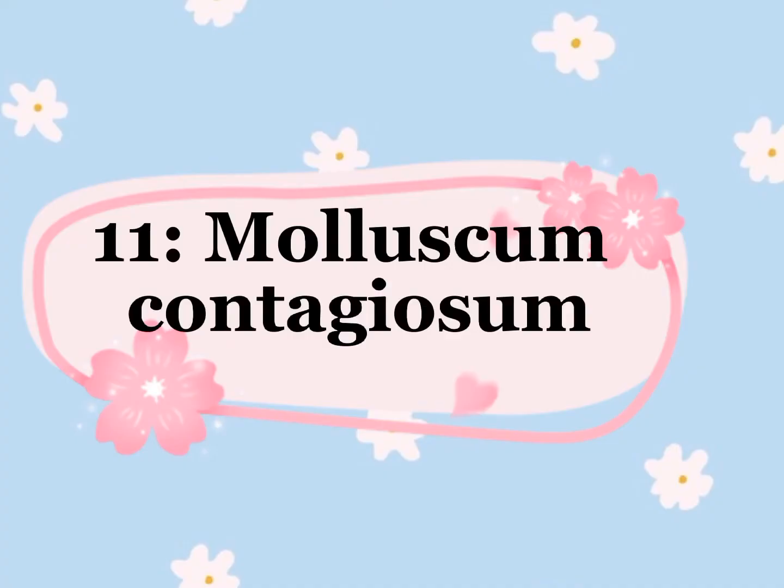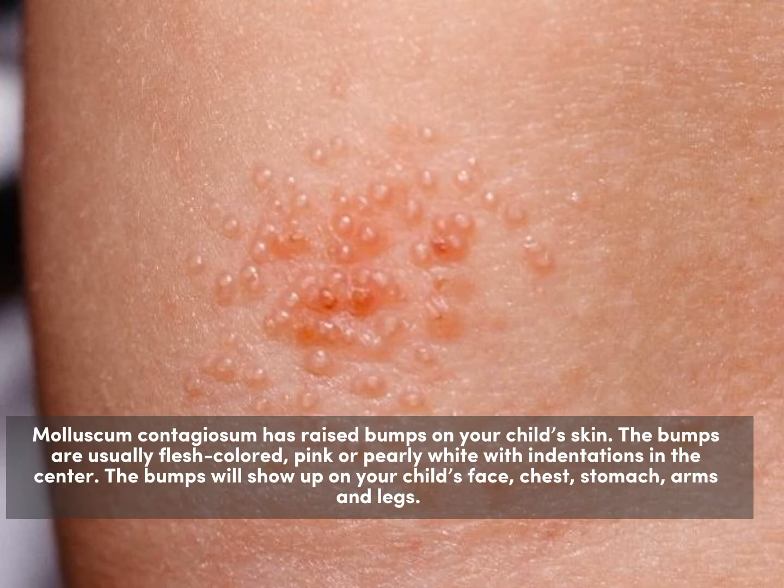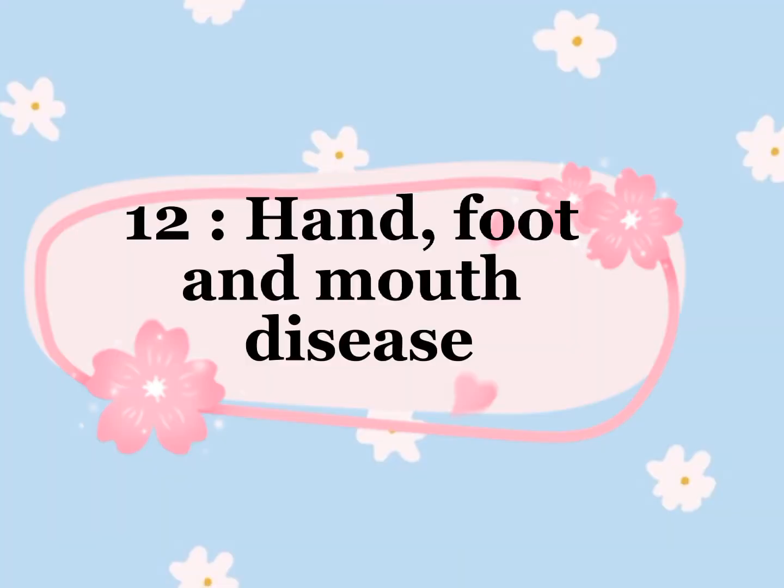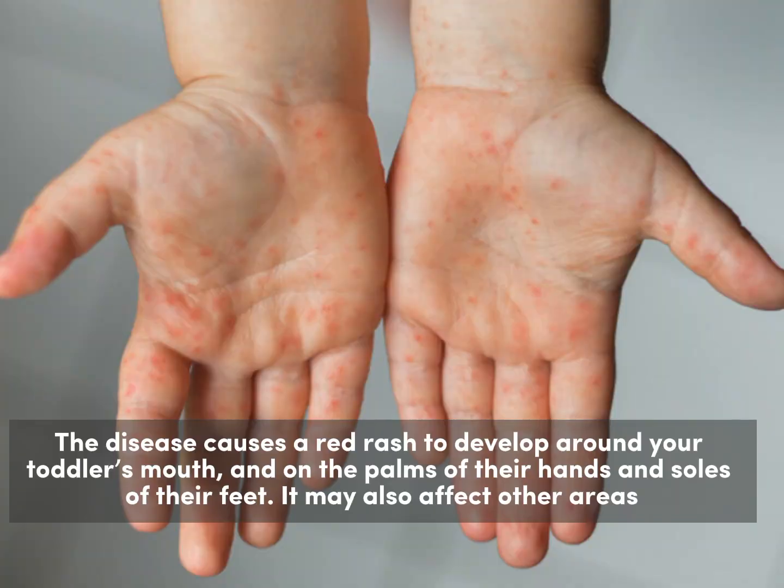11. Molluscum contagiosum. Molluscum contagiosum has raised bumps on your child's skin. The bumps are usually flesh-colored, pink or pearly white with indentations in the center. The bumps will show up on your child's face, chest, stomach, arms, and legs. They're painless, but they may not go away for several months or years. Molluscum contagiosum will eventually go away on its own without treatment. 12. Hand, foot, and mouth disease. The disease causes a red rash to develop around your toddler's mouth and on the palms of their hands and soles of their feet.